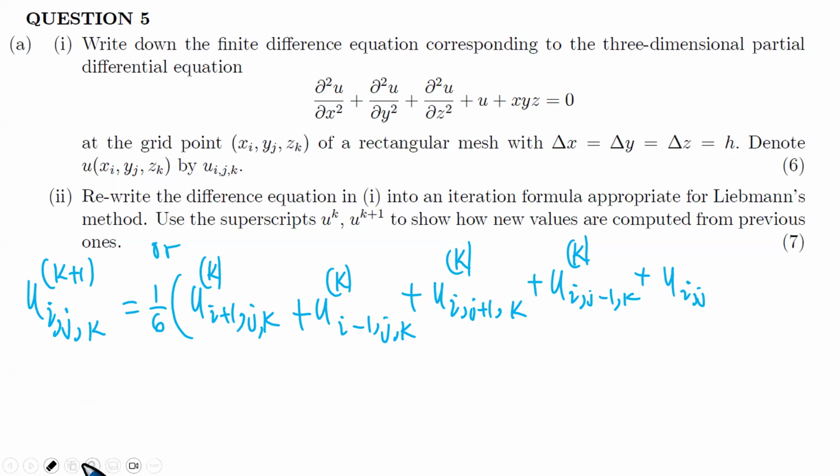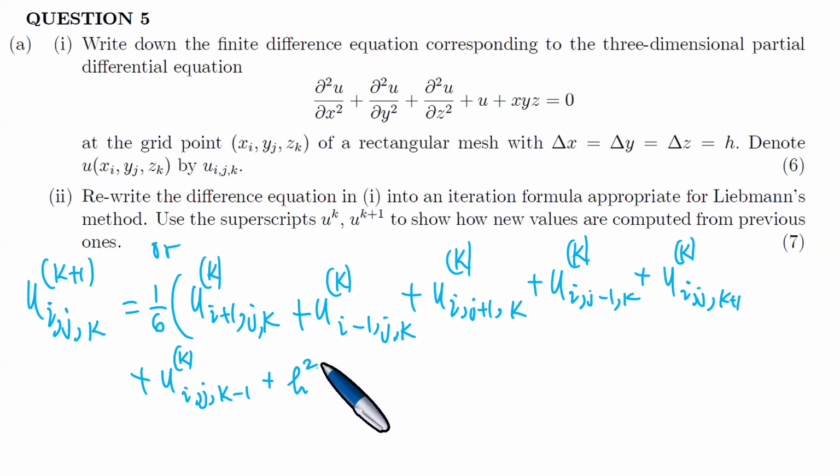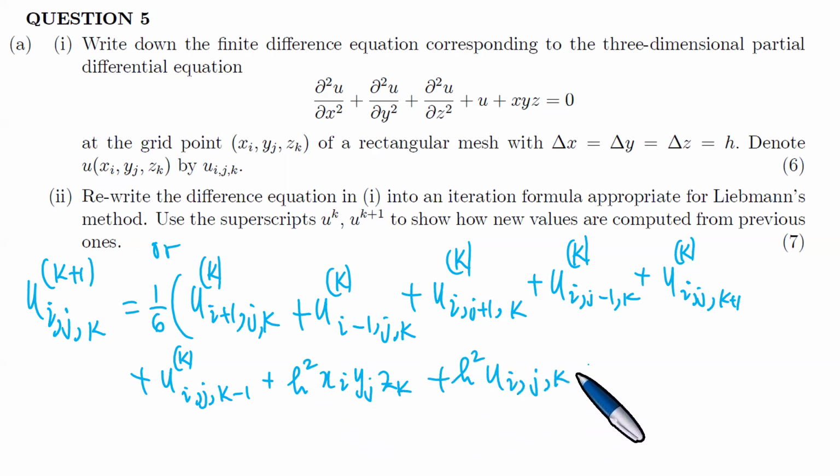So the j-1 is just going to be j, then jk+1. Plus u_ij,k-1, minus h squared, and then u_ijk. Okay, so you have this one. We can write it like the former, or you can write it like this.